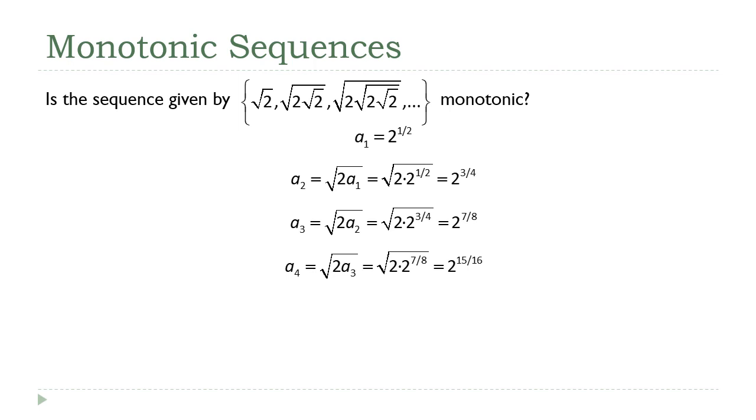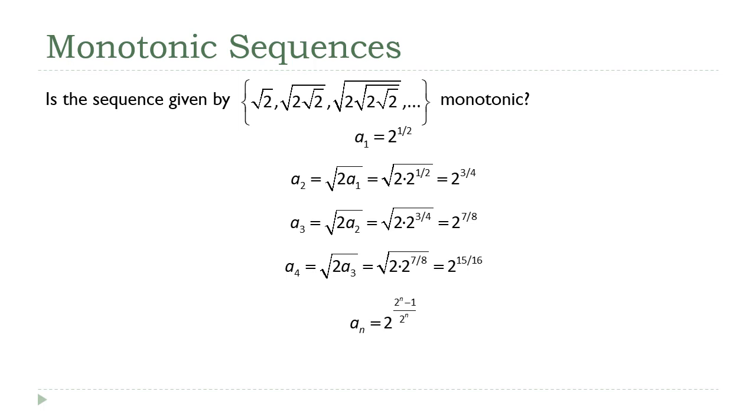And now I'm really seeing the pattern. The denominator is 2 to a power, and that power is the sequence number. And the numerator of the exponent is 1 less than the denominator. Okay, so that means that my nth term is 2 to the (2^n minus 1) over 2^n.